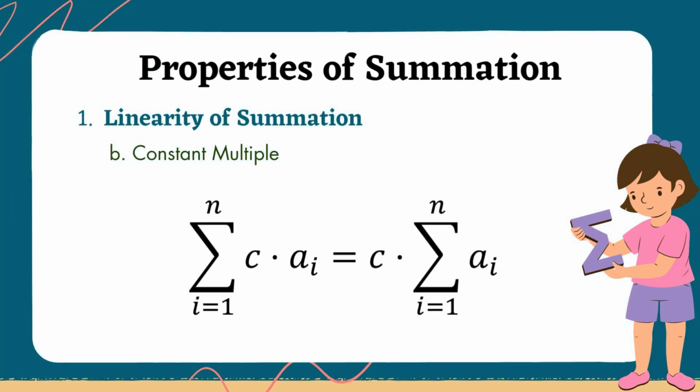Next property under linearity of summation is the constant multiple. The constant multiple can be written as the sum of c multiplied by a sub i from 1 to n, and this can be written as c multiplied by the sum of a sub i from 1 to n. That is our second property. I hope you at least write something in your notes so that you can still remember or have a recap of our properties.